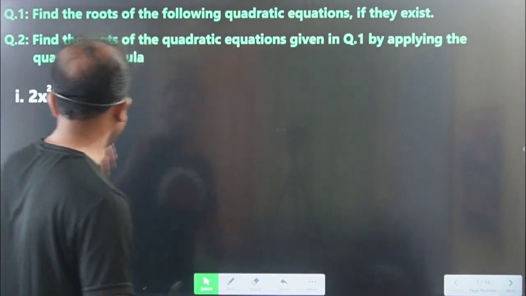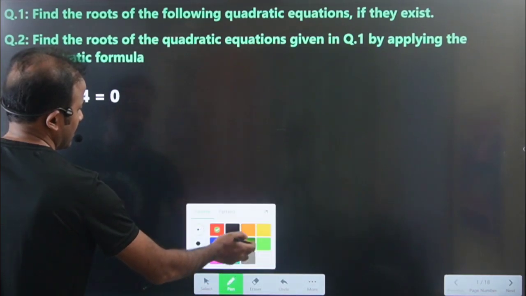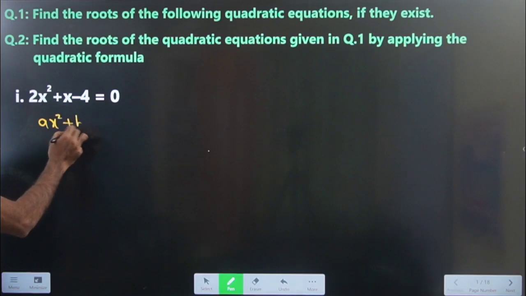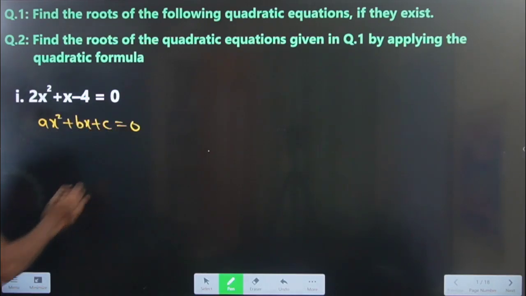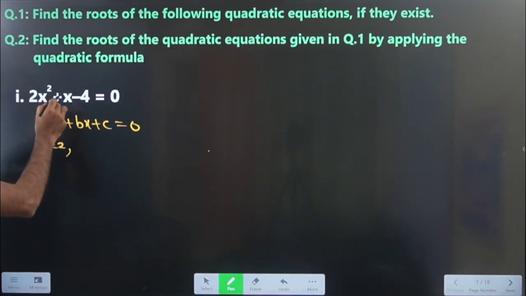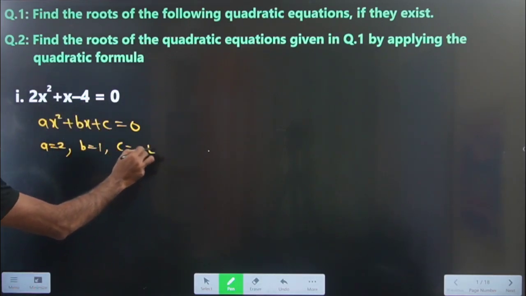First, you take the equation 2x square plus x minus 4 equal to 0, and compare it with the formula ax square plus bx plus c equal to 0. What is a here? a means the x square coefficient. The coefficient of x square is 2, so the a value is 2, and the coefficient of x is 1, so the b value is 1, and the constant term is minus 4.